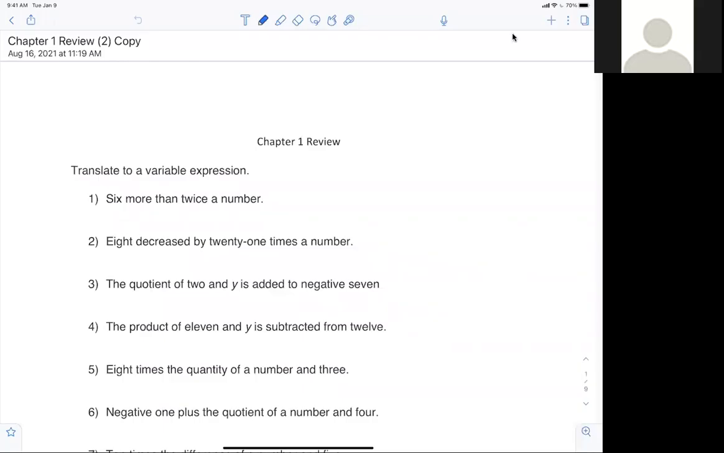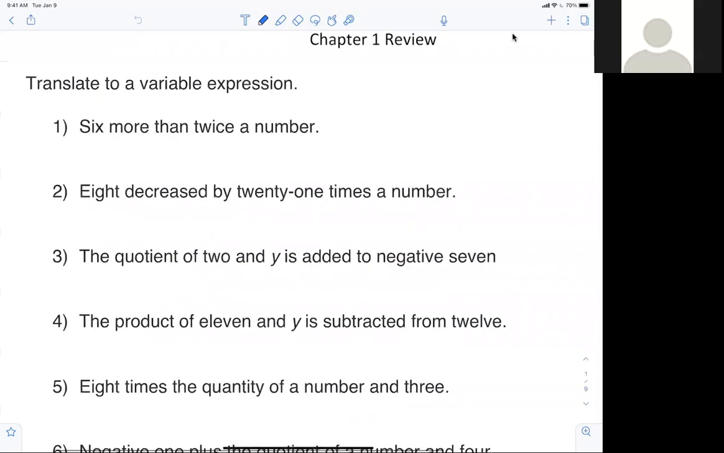Okay, 6 more than twice the number. Cole, you are up. That would be 2x plus 6. You are amazing. 2x plus 6. Now we're doing the odds. All right, we're doing the odds.